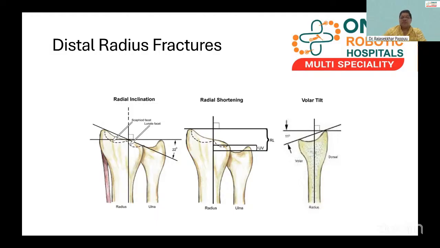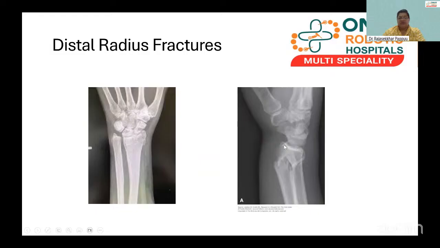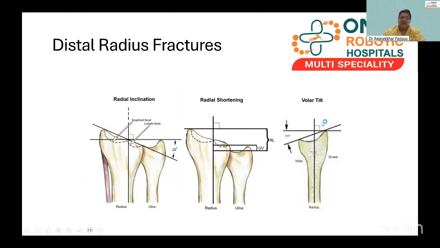And also, when you take a lateral view, your articular surface is tilted like this. It won't be straight like this. But in a fracture, when you see the old X-ray, it is almost straight. If you draw a line, it is tilted posteriorly, but actually here it should be tilted anteriorly like this. So that is, volar tilt should be there.